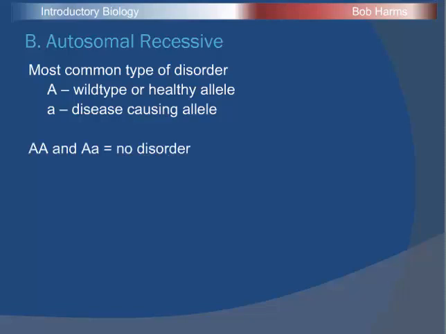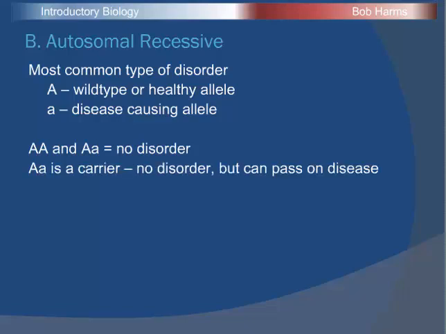And so if you're big A big A or big A little a, you don't have the disorder, although if you're big A little a, you're a carrier, meaning you don't have the disorder, but you have the potential to pass on the disease. And all of us are undoubtedly carriers for some rare genetic disorders, and we're probably completely unaware of it. And we'll probably never be aware that we're carriers unless we happen to get together with someone who is a carrier for the same exact rare recessive disorder.